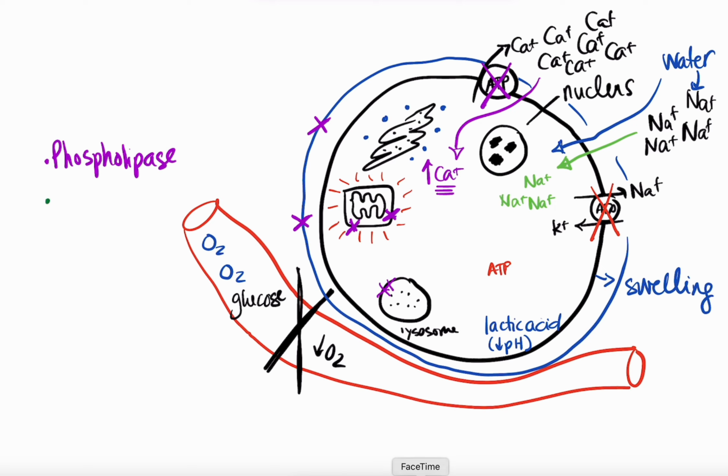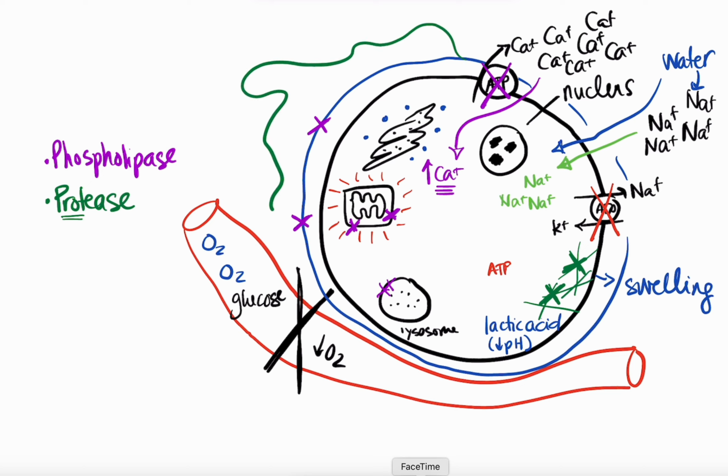Another enzyme that gets activated is protease. Protease, as the name implies, is an enzyme that breaks down proteins. So this cell has an intricate cytoskeleton, and protease is going to come and start breaking that down. When you break down the cytoskeleton, the cell begins to lose its shape. So this swollen cell now kind of starts to form blebs, and there's no longer this nice structure to the outer wall because nothing is anchored to the cytoskeleton.